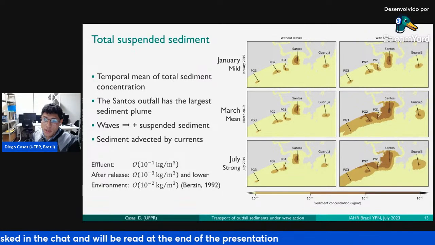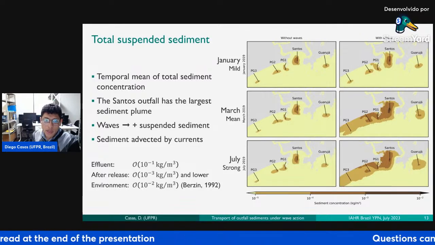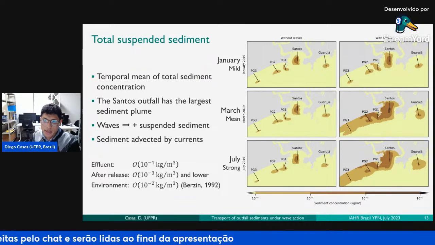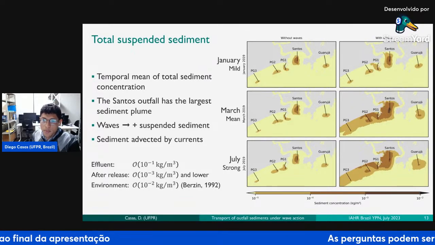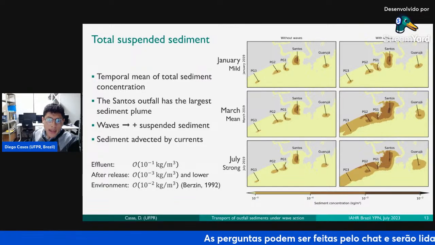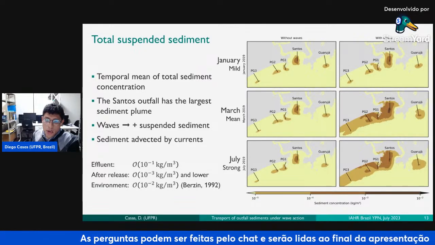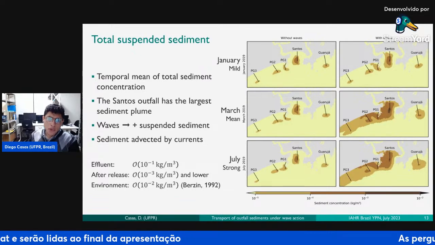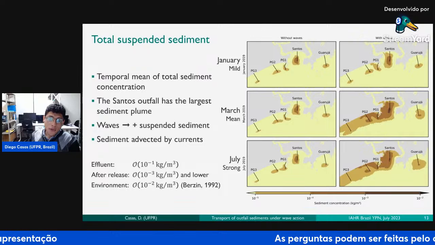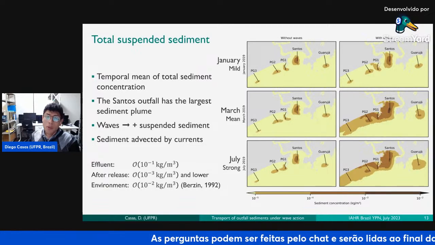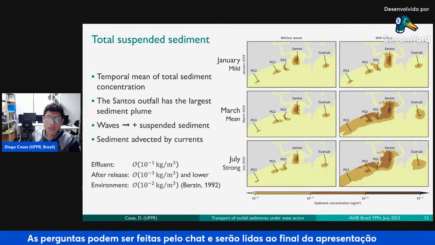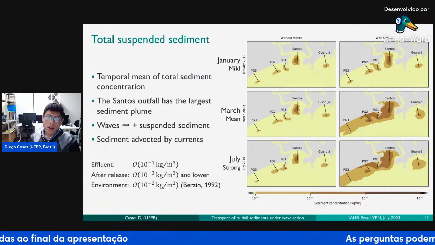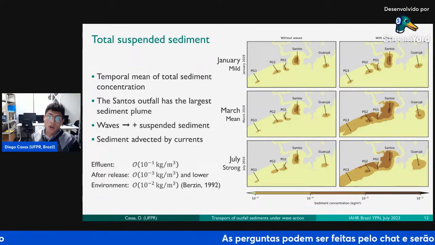And a very interesting behavior is that these plumes are advected, transported by currents that are longshore. So this suspended sediment is mobilized westward. Then we can compare the order of magnitude of the sediment concentration. We found, for example, that the effluent concentrations are all in the order of 10 to the minus 1 kilograms per cubic meter. And after release, it goes rapidly to a concentration of about 10 to the minus 3 or even lower.